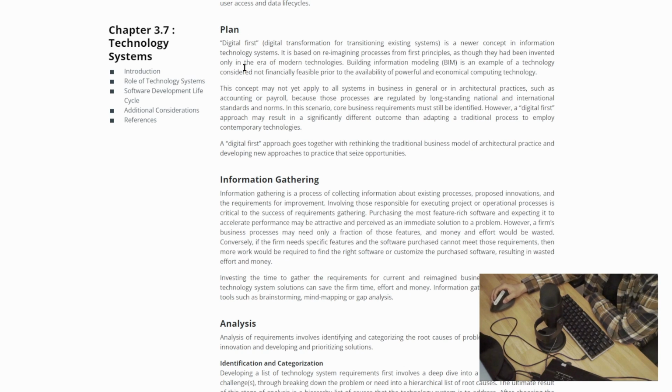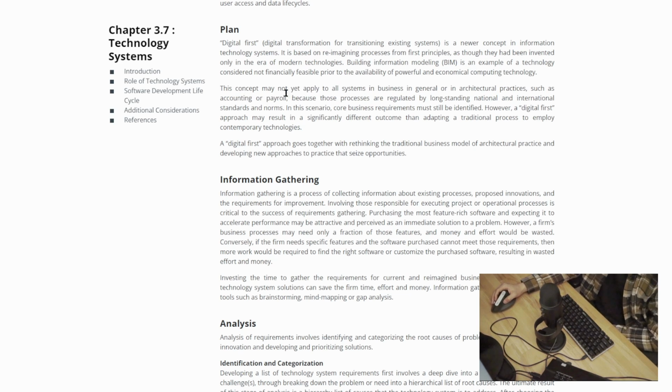Plan. Digital first. Digital transformation for transitioning existing systems is a newer concept in information technology systems. It is based on reimagining processes from first principles, as though they have been invented only in the era of modern technologies. Building information modeling, BIM, is an example of a technology considered not financially feasible prior to the availability of powerful and economical computing technology.